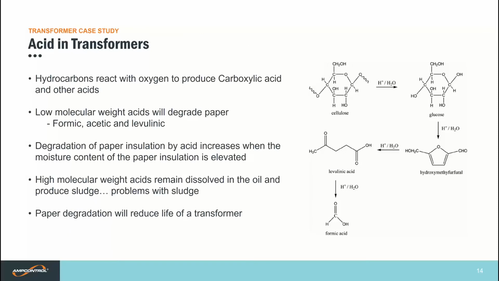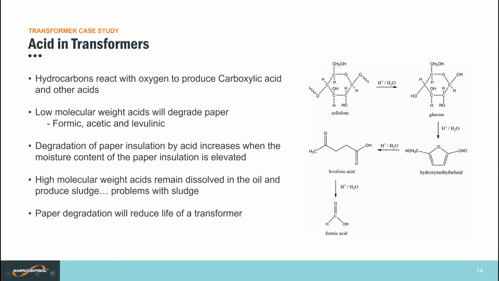So very quickly, I'd like to talk about acid and transformer oil. Where does it come from? The high levels of oxygen dissolved in the oil can generate carboxylic acid and other acids by reacting with the hydrocarbon molecules in the oil. It's low molecular weight acids that are corrosive to paper insulation. And to the right of the page, we see the degradation of cellulose paper by water in a process called hydrolysis. The process is catalyzed by acid, which donates these hydrogen ions.